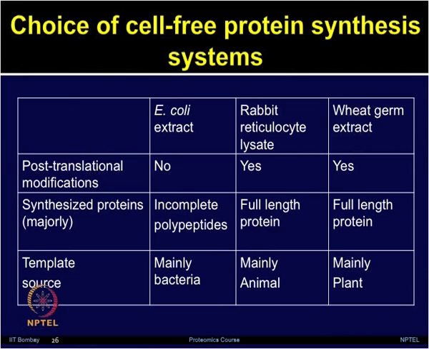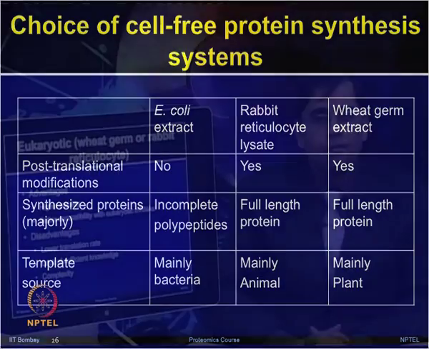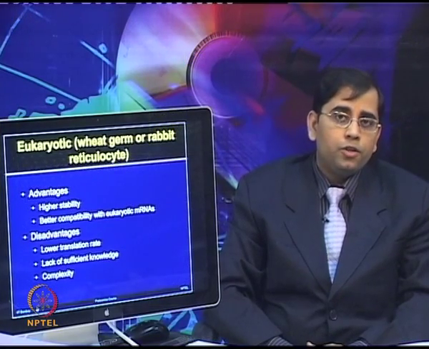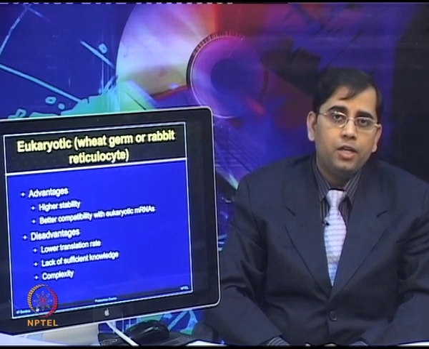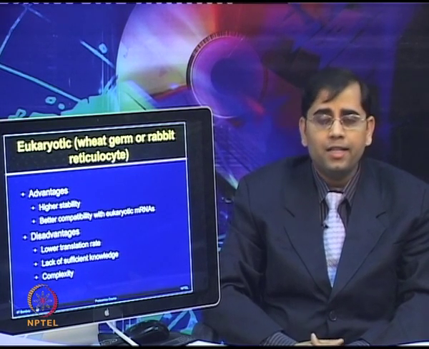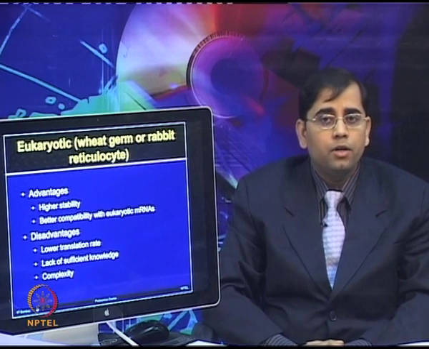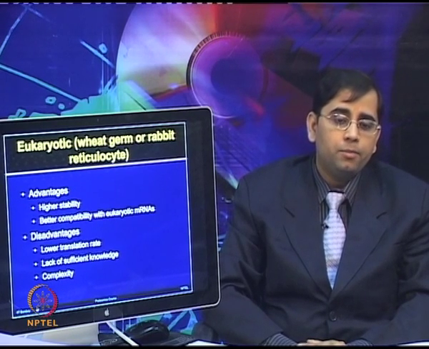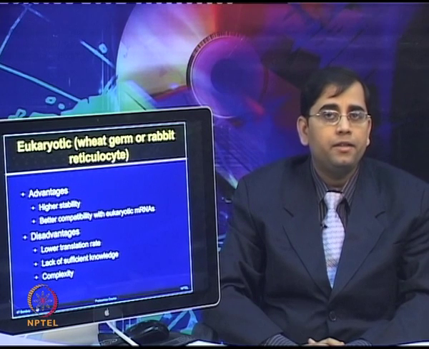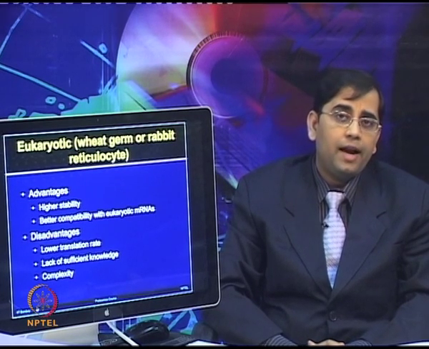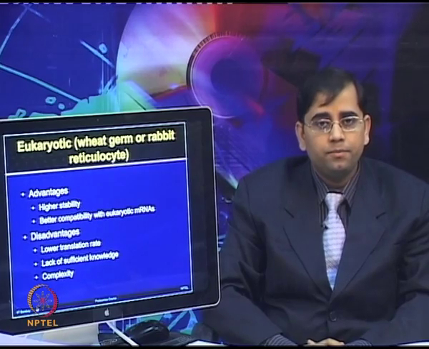The template source in E. coli is mainly from bacteria, in rabbit reticulocyte lysate mainly animals, especially rabbits, and in the wheat germ extracts mainly plants. Since we are talking about applications, proteomic applications more for the eukaryotic system, let us talk about eukaryotic cell-free expression systems, the wheat germ or the rabbit reticulocyte lysate. What are their advantages and disadvantages?